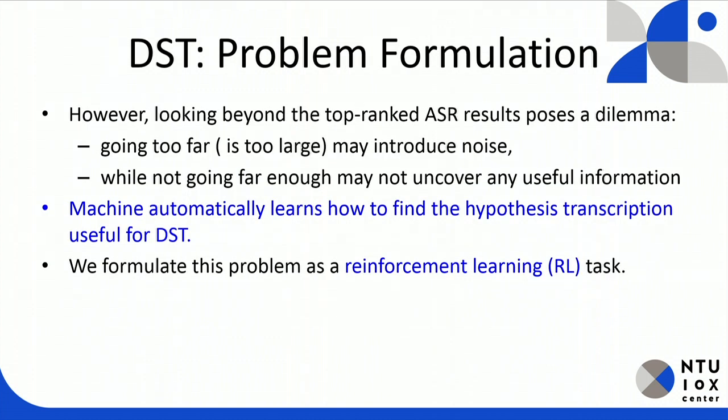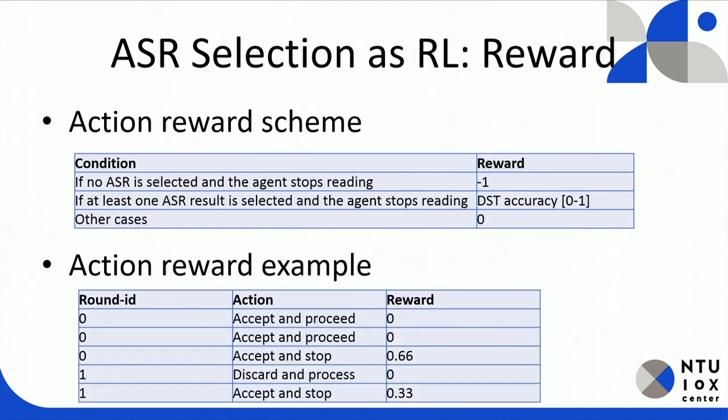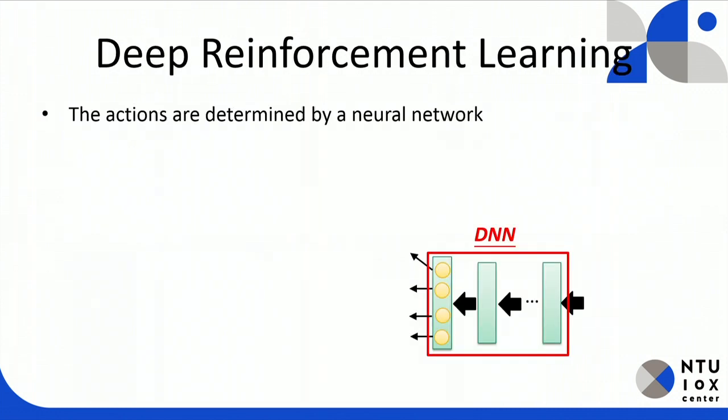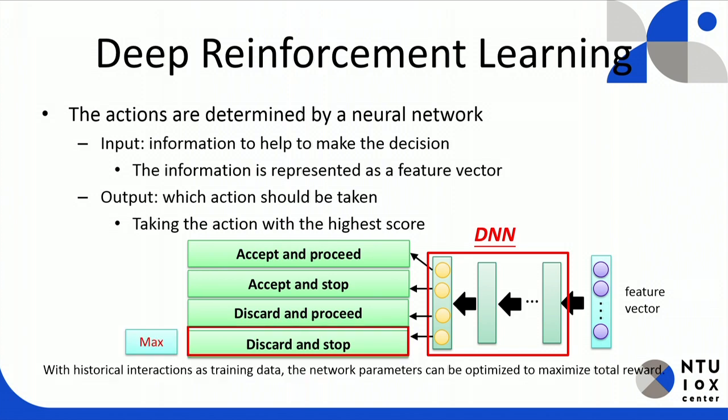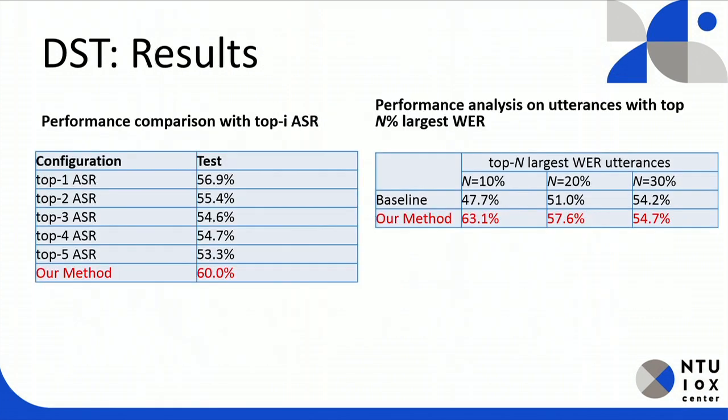So our idea here is we want the machine to automatically learn how to find the best hypothesis, which is most suitable for dialogue state tracking. And because this problem is non-differentiable, it's kind of complicated, it's not a typical neural network approach where you can use backpropagation to learn it. So we formulate it as a reinforcement learning problem. And I'm not going to go through the details here due to time limitation. What I only want to show you is a typical deep reinforcement learning introduction. So just keep in mind that we use reinforcement learning to solve the problem of dialogue state tracking if there are speech recognition errors.